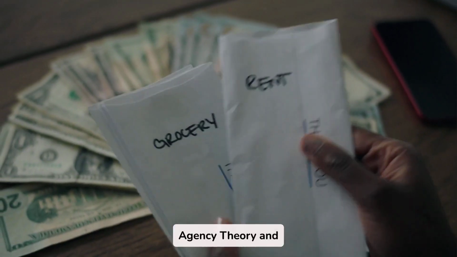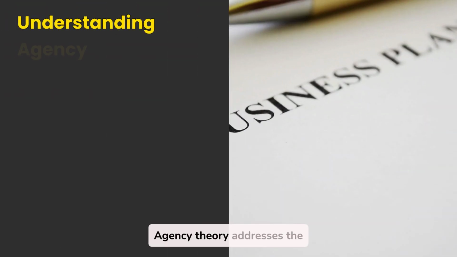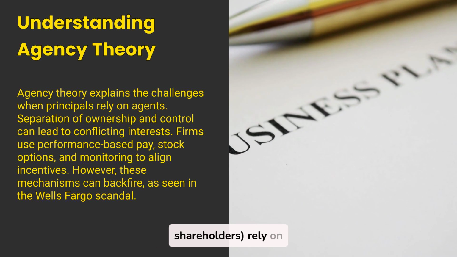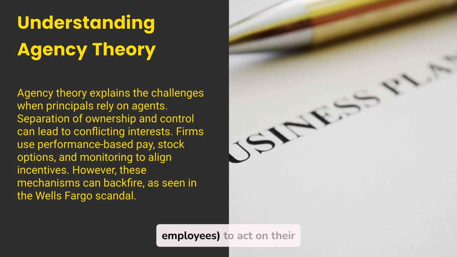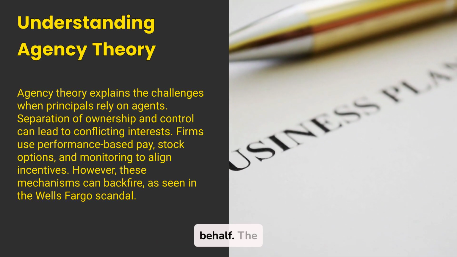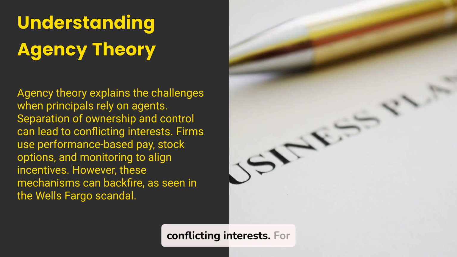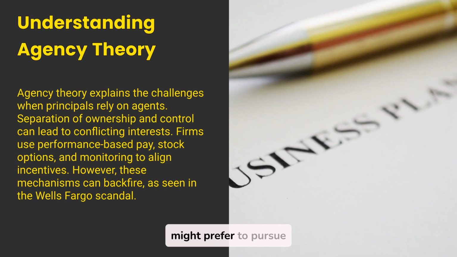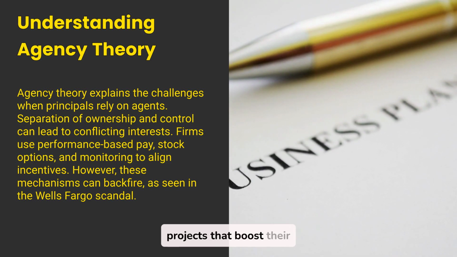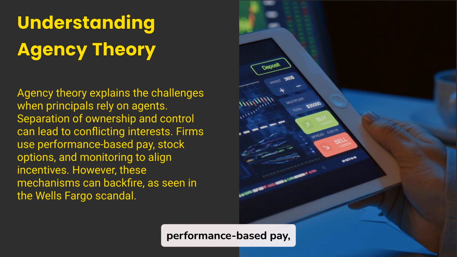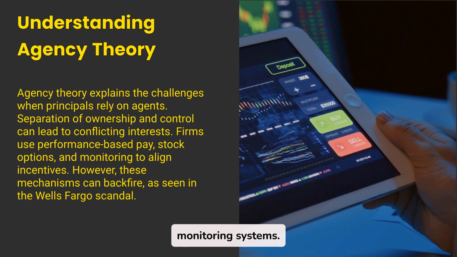Agency theory and incentives. Agency theory addresses the challenges that arise when principals, owners or shareholders, rely on agents, managers or employees, to act on their behalf. The separation of ownership and control creates potential for conflicting interests. For instance, a manager might prefer to pursue projects that boost their reputation, even if those projects are not in the firm's best interest. To align incentives, firms use tools like performance-based pay, stock options, and monitoring systems.